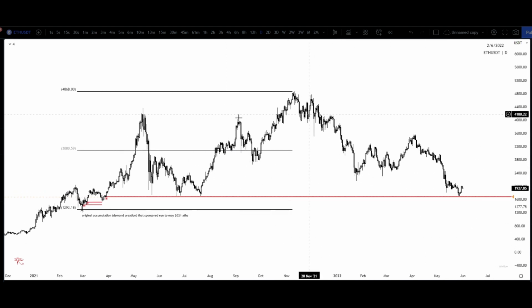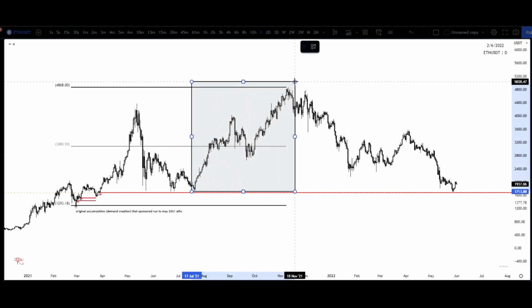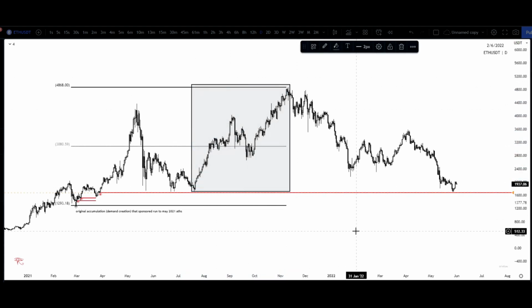But basically, if we're looking on our higher time frames here, and we're looking for our large moves, we're going to be looking for our areas of demand and our areas of supply. So we can see a large move here. Large expansion to the upside.